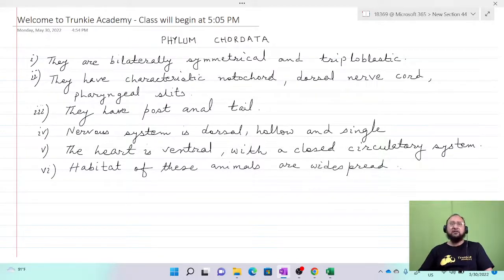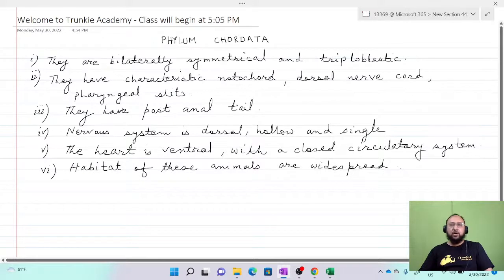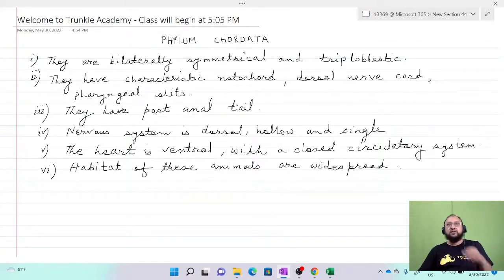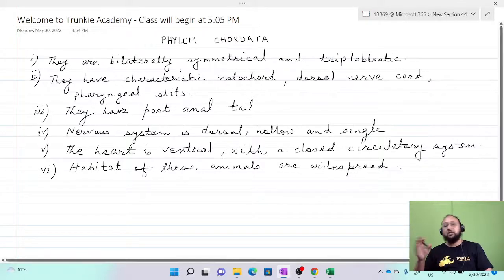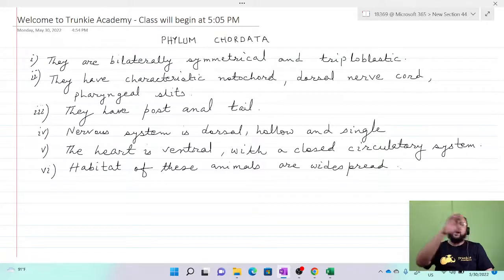Some members are living in water, completely aquatic mode of life. Many are living on land, terrestrial mode of life. Some are adapted for aerial mode of life, flying. Some are adapted for desert, dry conditions. Some are adapted in cold climate or in the glaciers. So there are so many different varieties of habitats where these animals can be found. So these are the characteristic features of the phylum Chordata.